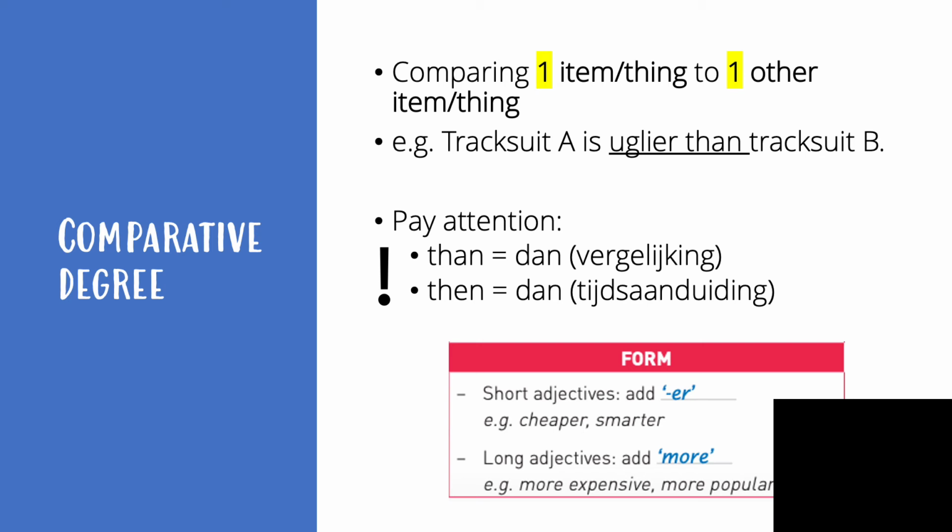Als je wat langere bijvoeglijke naamwoorden hebt, zoals expensive or popular, dan voeg je daar niet er aan toe, maar dan behoud je het bijvoeglijk naamwoord en voeg je er more aan toe. Dus expensive wordt dan more expensive. Of popular wordt dan more popular. En aan het einde moeten we dan altijd than toevoegen. Dus zinnetjes zouden kunnen zijn: I think the Chanel sunglasses are more expensive than the Ray-Ban sunglasses. Die than moet er altijd bij.